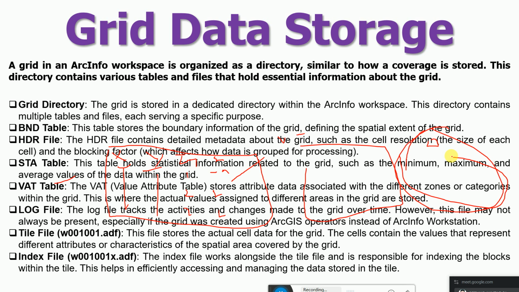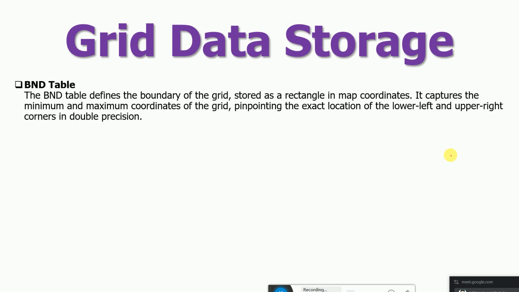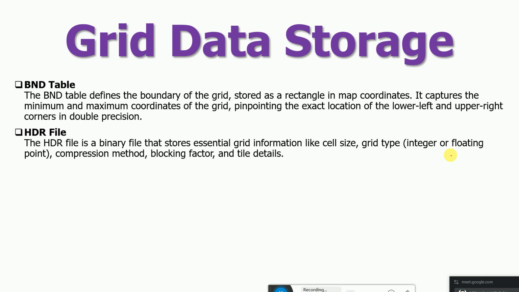Index file. The index file works alongside. Whenever you download or analyze this in any GIS software, then these types of terms will come. I just want to introduce these to you. What is the meaning of this? So what is the BND table? The BND table defines the boundary of the grid, stored as a rectangle in map coordinates. It captures the minimum and maximum coordinates of the grid, pinpointing the exact location of the lower left and upper right corners with double precision.